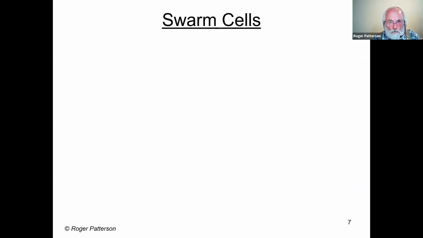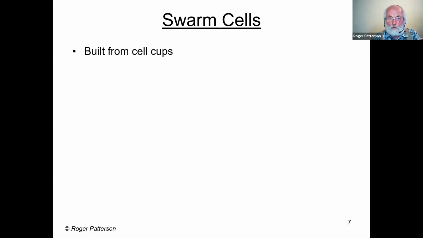So swarm cells then. This is identification now. I know what the books tell you, that swarm cells are always around the outside or the bottom of the frame, and supersedure cells are always on the face of it. Well, they can be, but very, very often they're not. And this is one of the myths or misinformation that I was talking about.